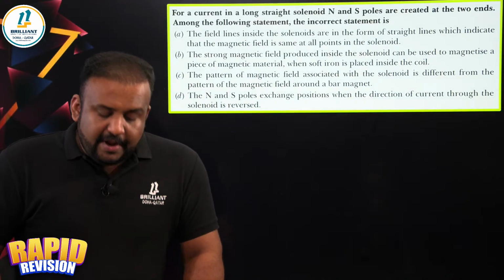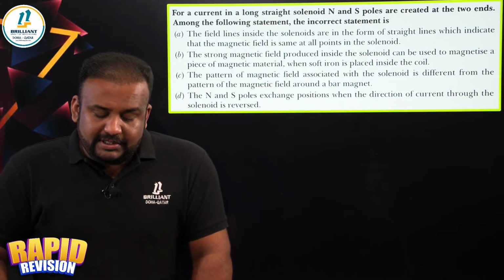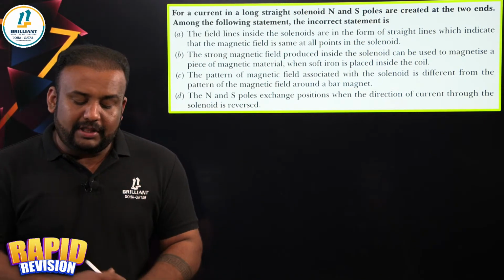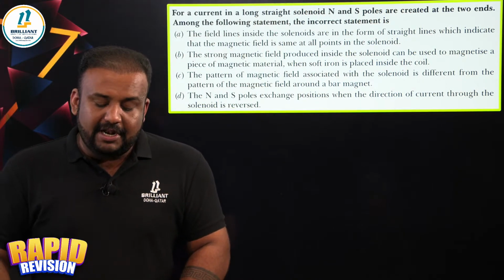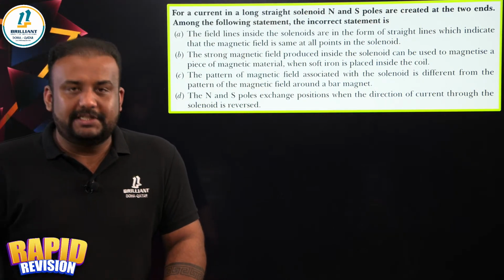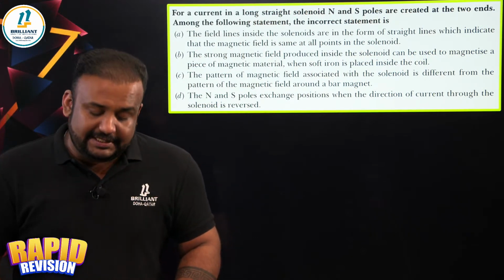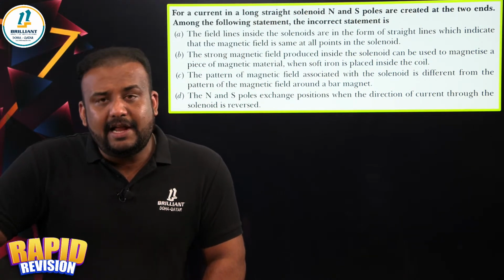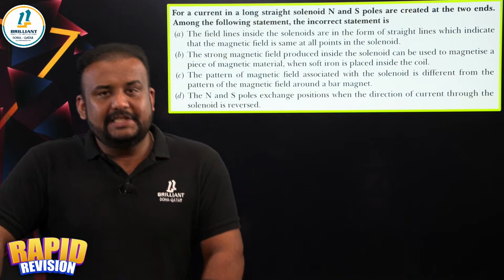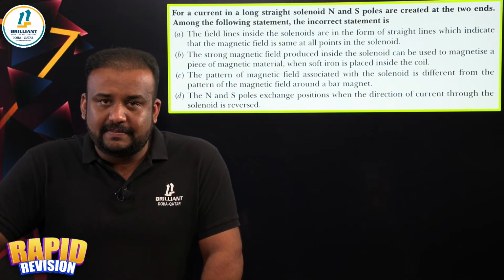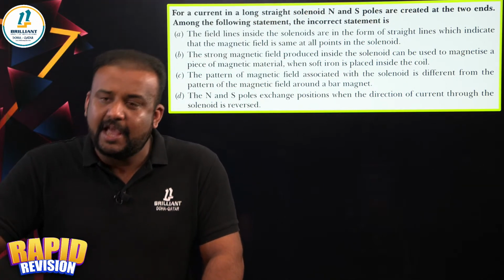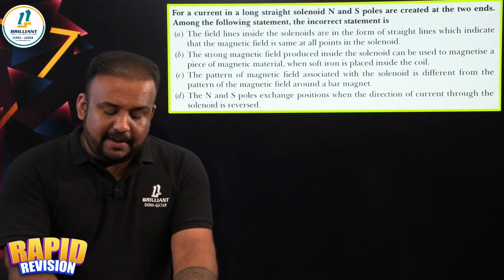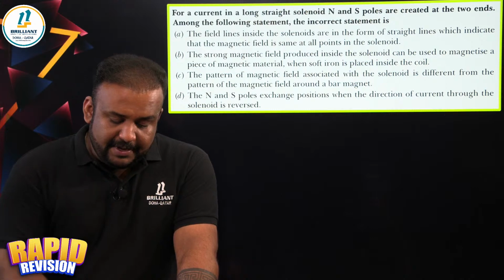Right. For a current in a long straight solenoid, north and south poles are created at the two ends. Among the following statements, the incorrect statement is... See, you know that a current carrying solenoid behaves like a bar magnet, right? The magnetic field lines of a solenoid will be similar to that of a bar magnet. Now you read the options here.